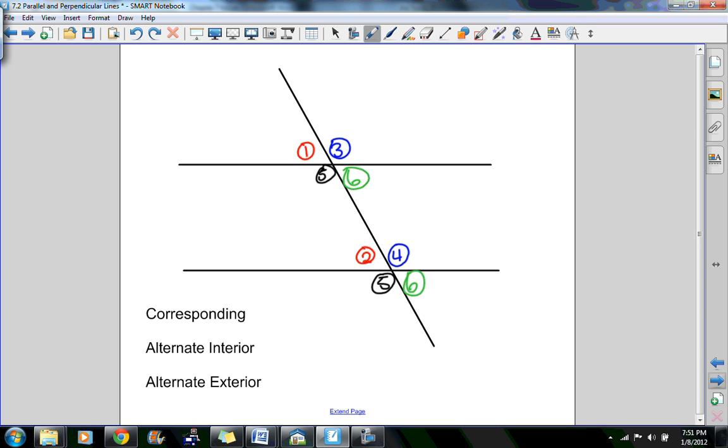Alrighty, so let's take a look here. We have a transversal that's running down the center here, okay? And then we have two lines that are parallel to each other running through there. Now, I'd like to talk about these three terms down here. Corresponding angles are going to be the same color. Okay, these are the most important.